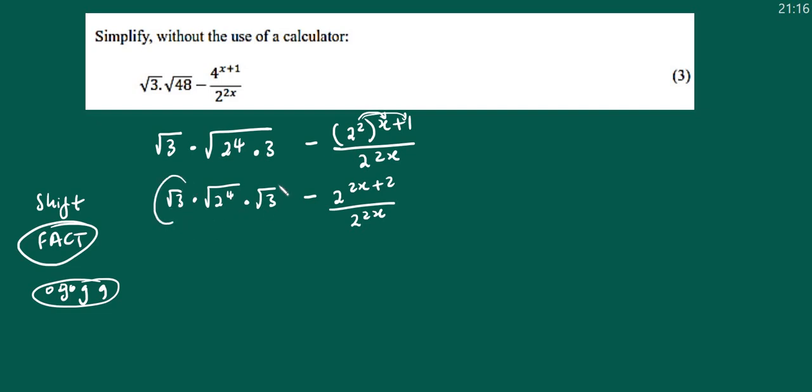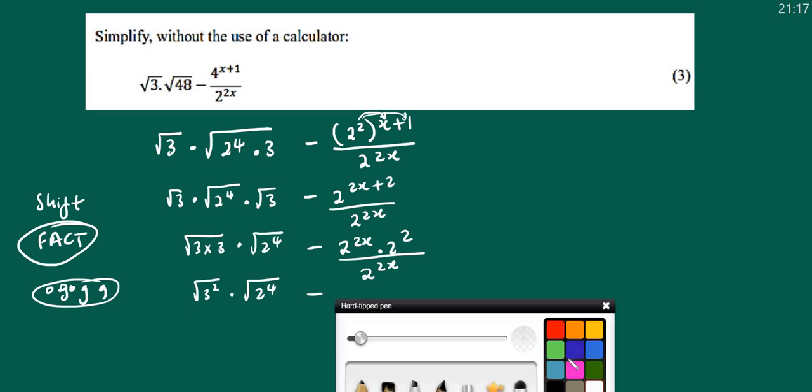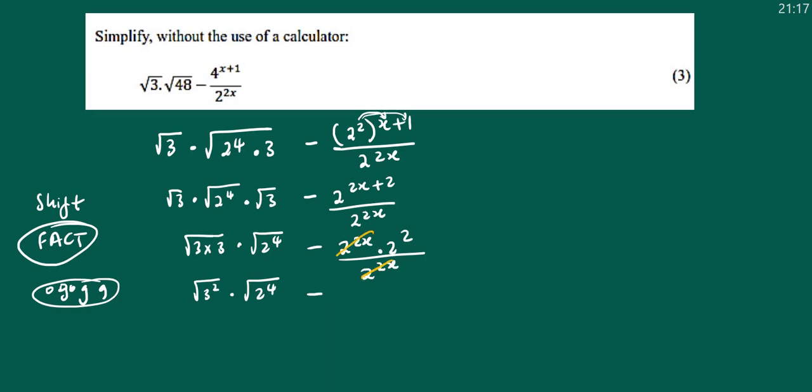Then now the root of something times the root of something, of which they are the same, it's just going to be that one inside. So another way of thinking of this is that you can say this is 3 times 3. This is the root of 3 times 3 times the root of 2 to the power 4 minus, here you can split. Now you can write it as 2 to the power 2x times 2 to the power 2 all divided by 2 to the power 2x. Then here it should give you 3 squared, and then minus, then here you know that this one would cancel that, so you are left with 2 to the power of 2.